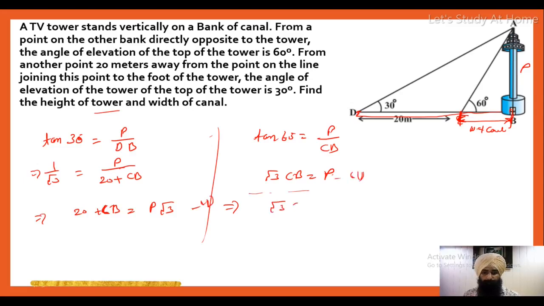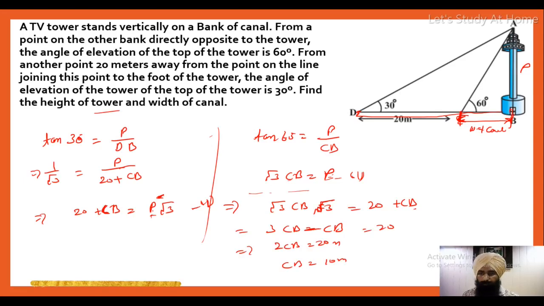Now under root 3 CB is equal to, I am going to put the value of P here. So here P is under root 3 CB, and 1 under root 3 more here. You can see the value of P is already under root 3 CB, and under root 3 one more here is equal to 20 plus CB. So 3 CB minus CB, this CB becomes next to this side, 20 meter. This implies 2 CB is equal to 20 meter and CB is equal to 10 meter.